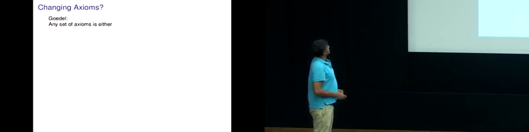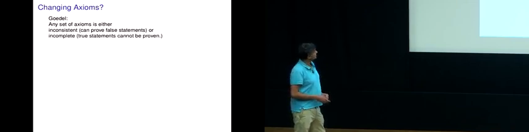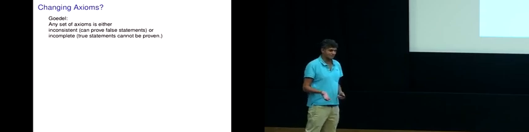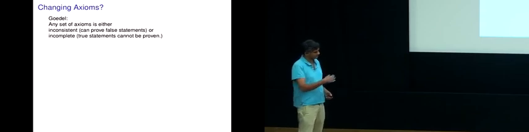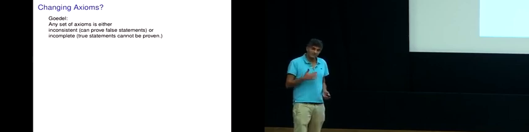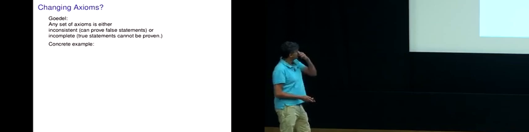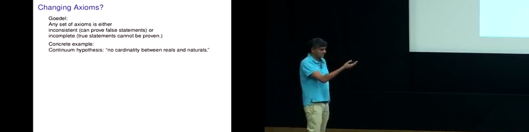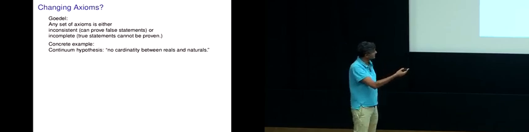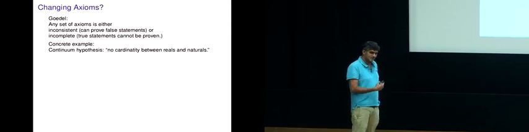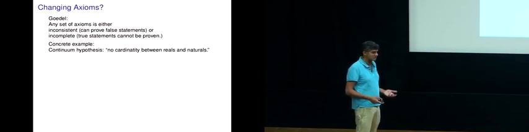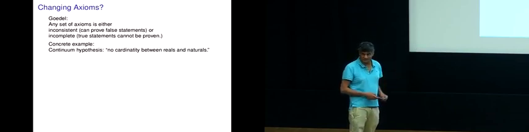Okay? So what it came down to is that no matter which axioms you write down, it's either inconsistent, you can prove false statements, or it's incomplete. True statements can't be proven. Now we choose to do the second one. We don't want to prove false statements. So we have statements that we can't prove in our mathematics. Okay? So here's a concrete example. There's no cardinality between the reals and naturals. In our current system, the axioms that we use, you can't prove or disprove this statement.